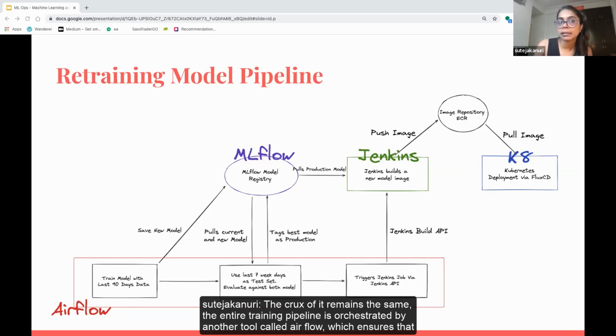The entire retraining pipeline is orchestrated by another tool called Airflow, which ensures that all the jobs run sequentially or with some sort of dependencies correctly.